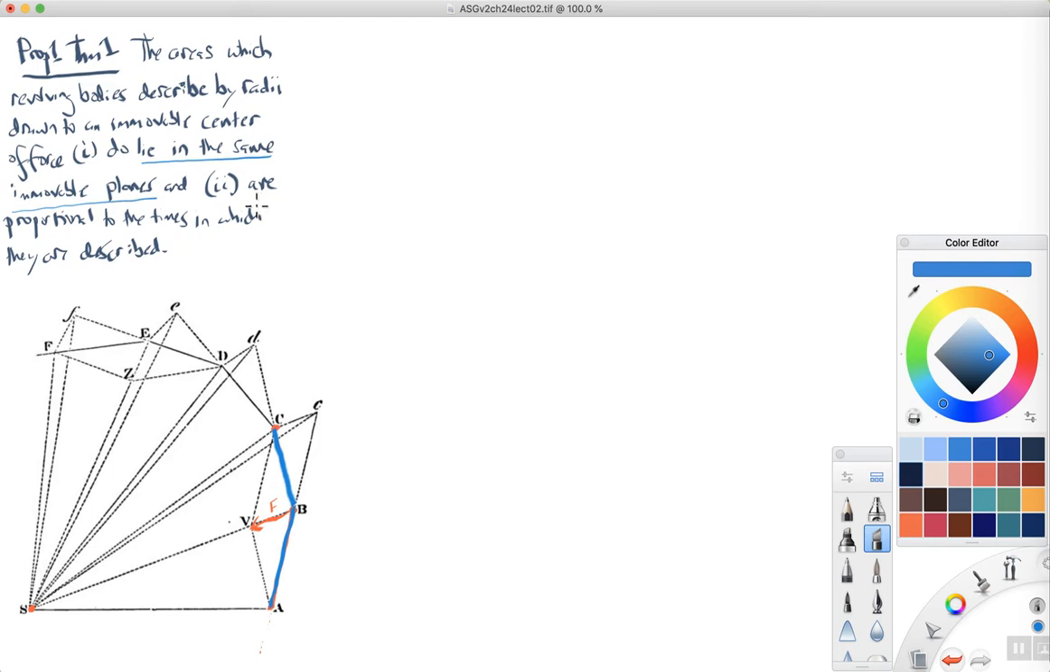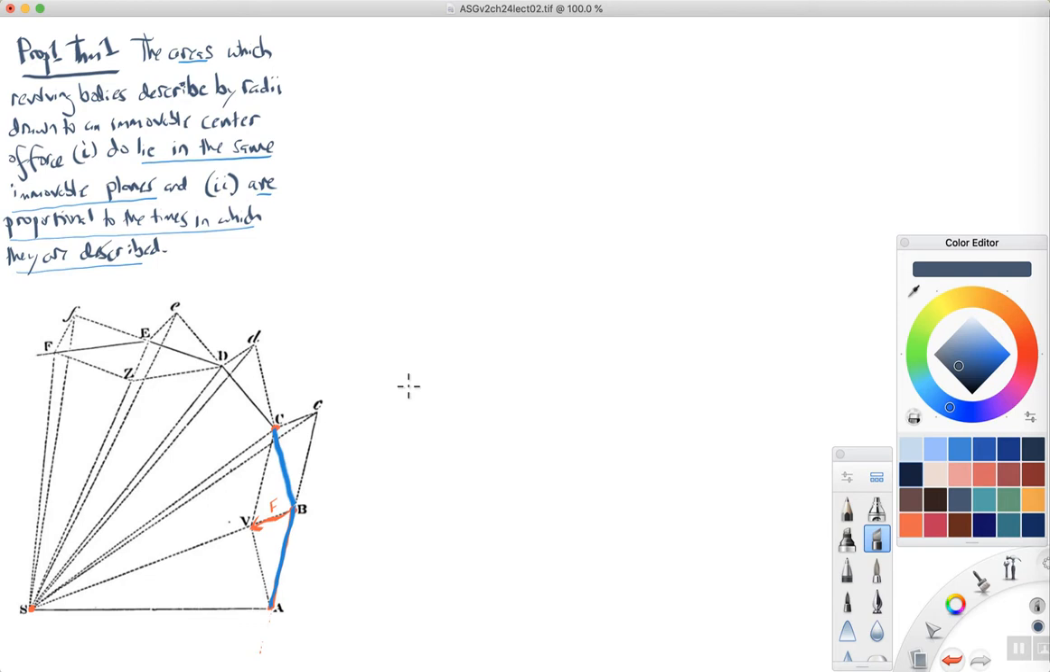Okay? Now, secondly, and this is what I'm going to focus on right now, is that these areas, for instance, SAB and SBC, are proportional to the times in which they are described. That's what I want to talk about right now. Okay? So let's go through Newton's explanation of this.